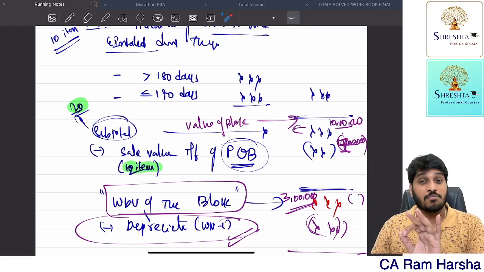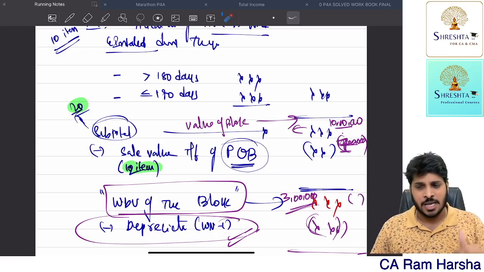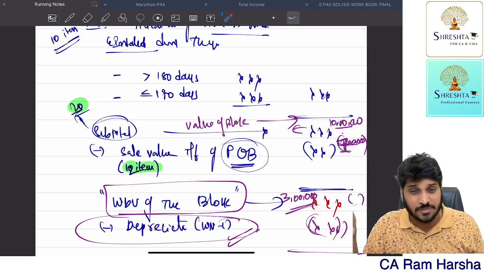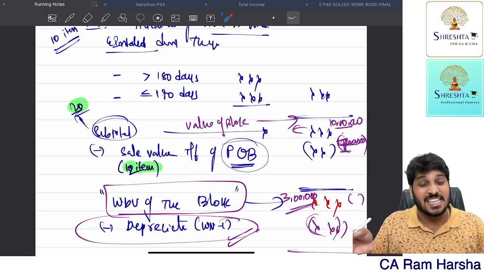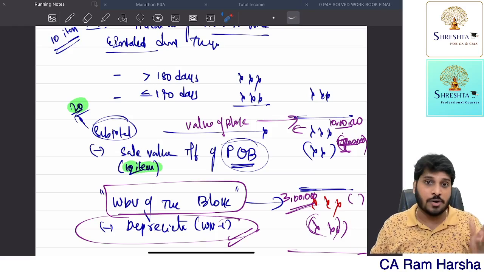it is used for more than 180 days. If the asset is installed on or after 4th October, it is used for less than 180 days. It is used for how many days? Less than or equal to 180 days.